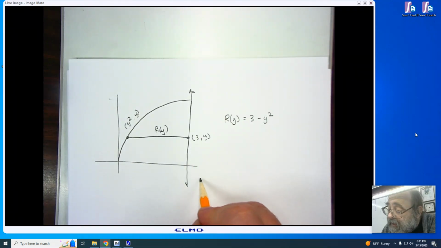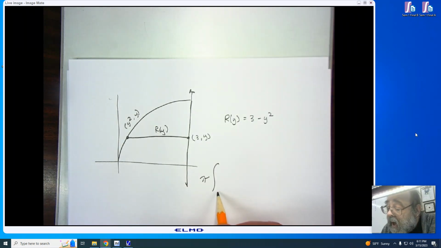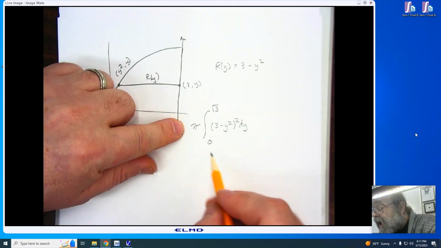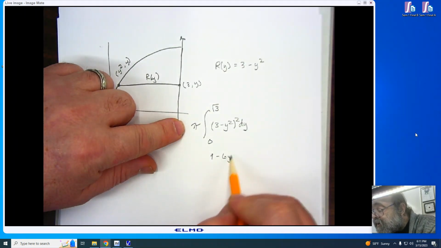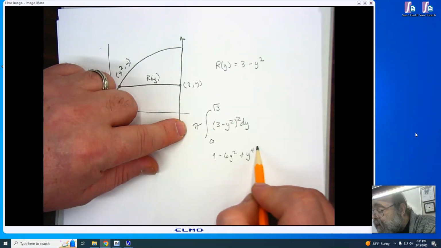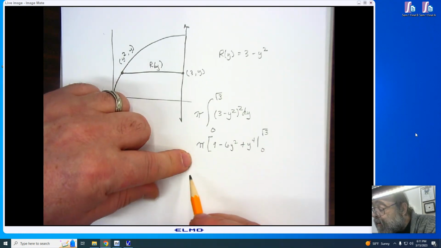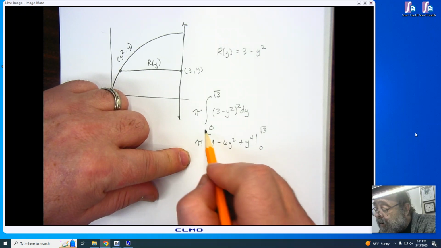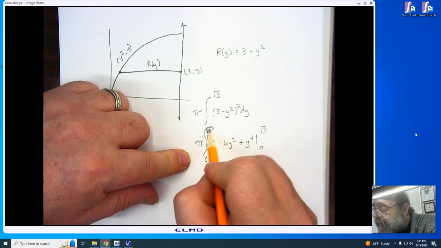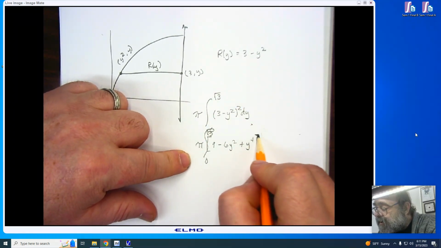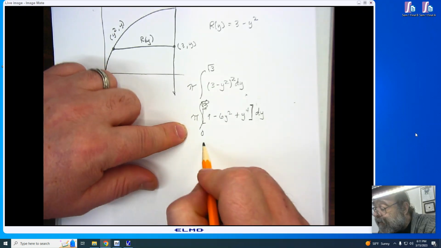Doing my disk method, I have the integral from 0 to root 3 of 3 minus y squared, dy. As I now do this, I'm looking at 9 minus 6y squared plus y to the fourth from 0 to root 3, multiplied by pi. Let's make sure I integrate this. Oop, forgot to integrate. So even I can make a silly mistake if I'm not careful.